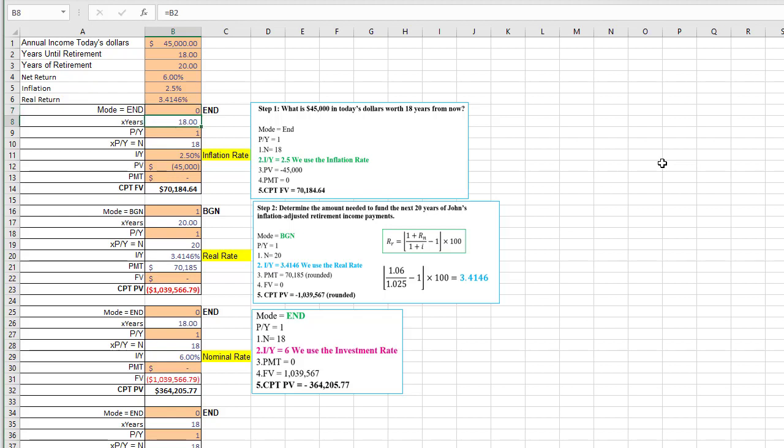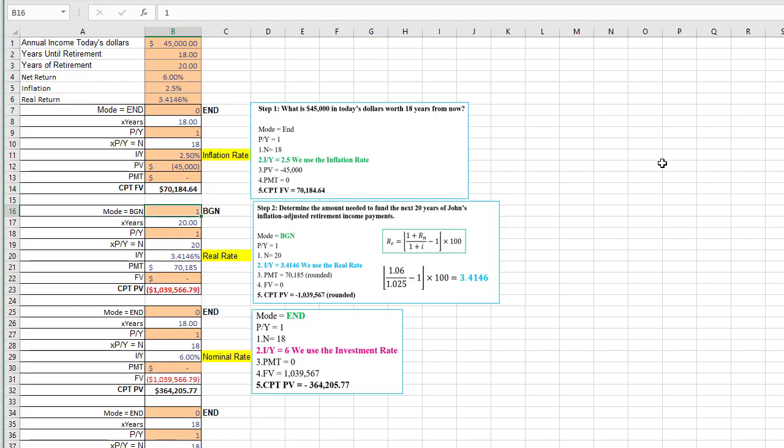Number of years is 18. Periods per year is 1. So number of years times periods per year, n is 1 8. 2.5, we're using that inflation rate. For step number 1, the present value is $45,000. There's no payment. So here you can see equals future value divided by B11, which is the inflation rate, divided by B9, which is the periods per year. That's something that you have to do in Excel. And then it's just asking you to put in the other inputs, compute the future value, 70,185.